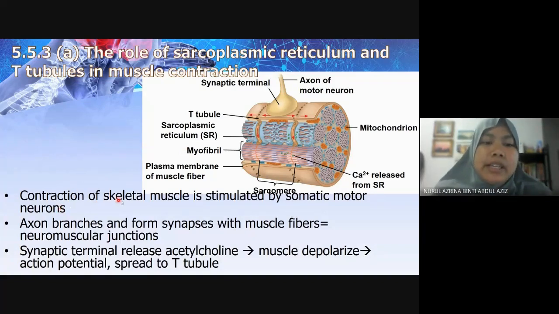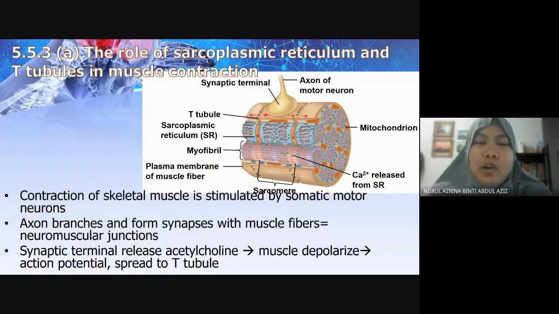Okay. Contraction of skeletal muscle is stimulated by somatic motor neuron of the efferent pathway. Okay. Of the efferent pathway. The axon branches and forms synapse with the muscle fiber. You can see the axon of the motor neuron forming synapse to the muscle fiber. And this junction known as neuromuscular junction.